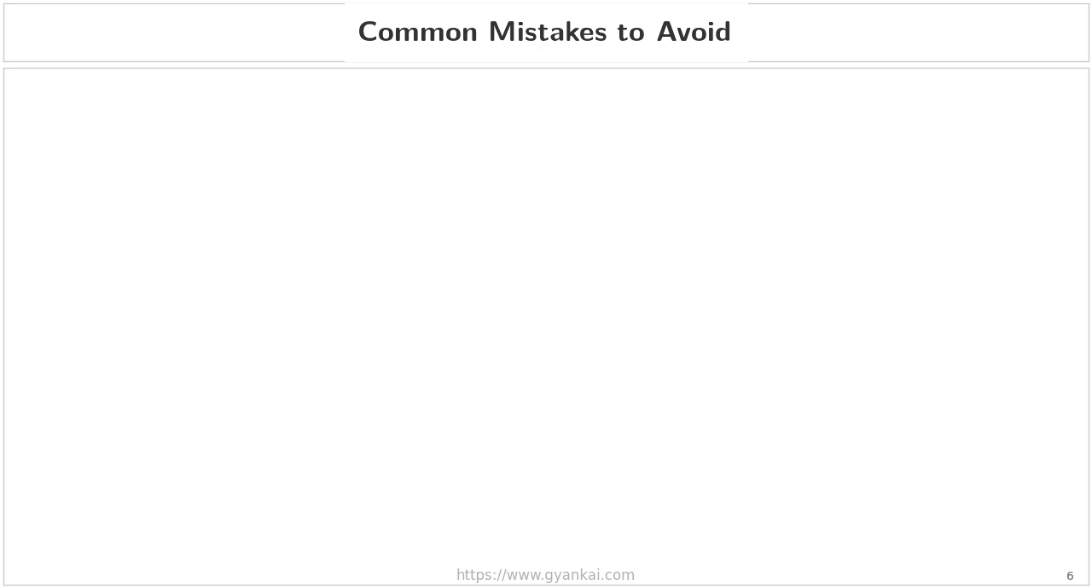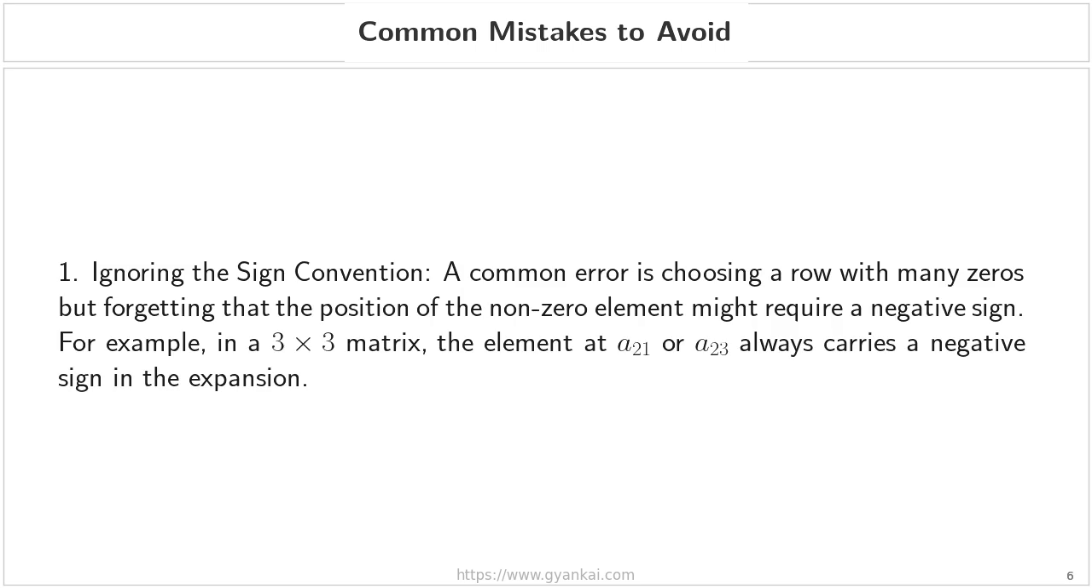First, let's talk about ignoring the sign convention. This is perhaps the most frequent mistake I see. You might find a row or column with many zeros and feel great about your choice, but you must remember that the position of your non-zero element dictates its sign. For instance, in a 3x3 matrix, if you are looking at the element in the second row, first column, or the second row, third column, those positions always carry a negative sign in your expansion. Don't let the zeros distract you from the underlying sign pattern.